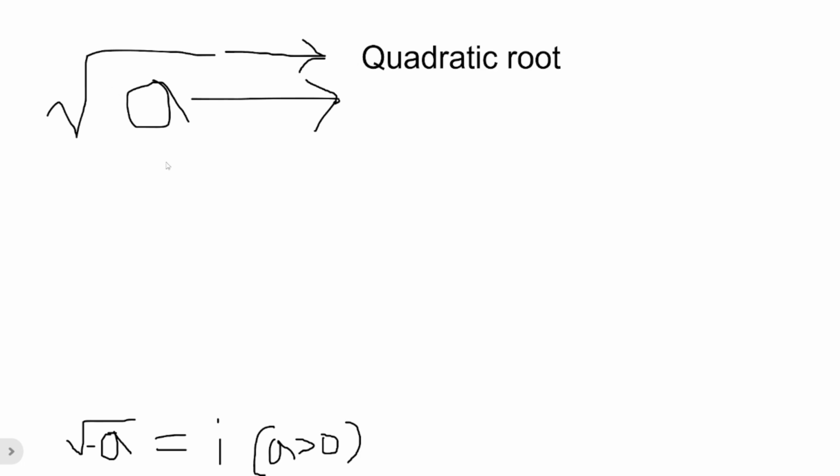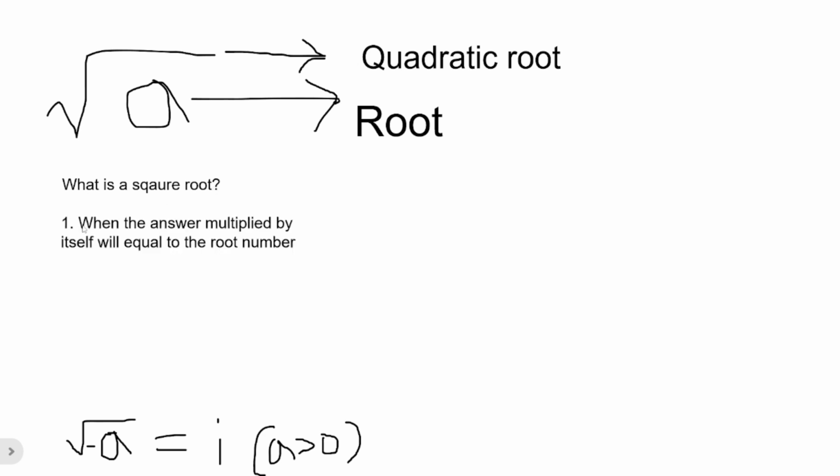Well, you can see here this is a square root, and then the outer part is a quadratic root, and then the a, which is the thing inside the quadratic root, is called a root. And so what is a square root? Well, one is when the answer multiplied by itself will equal the root number.